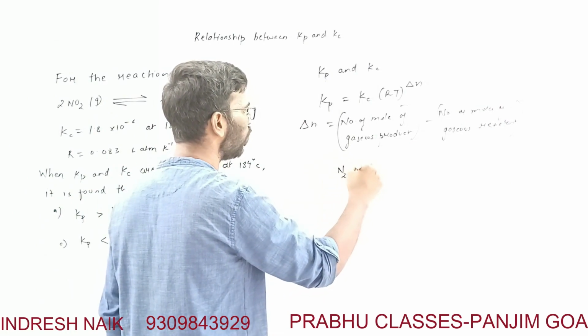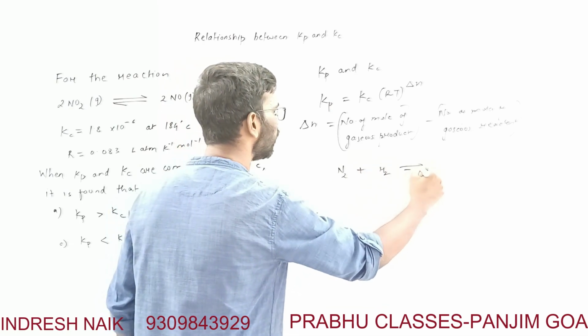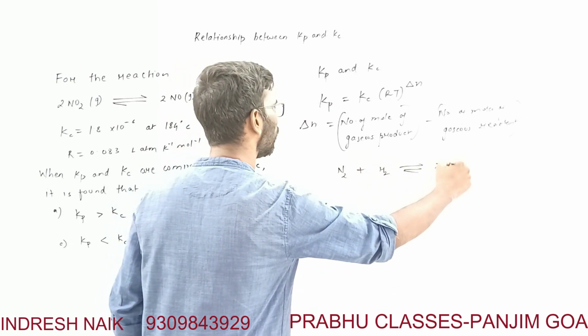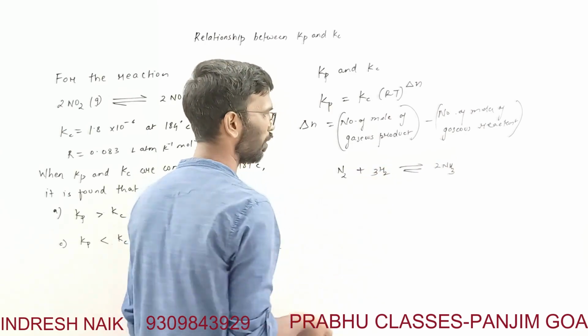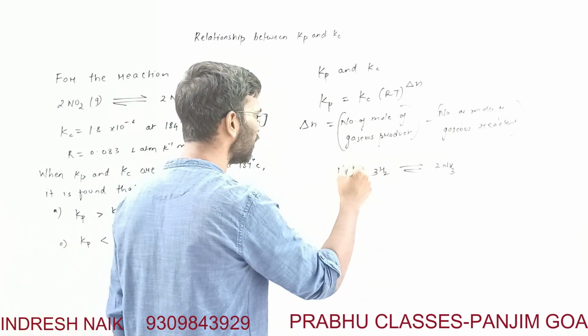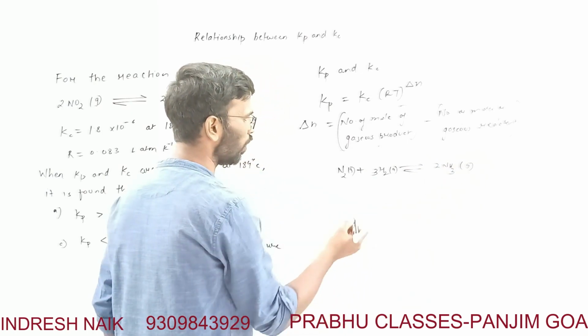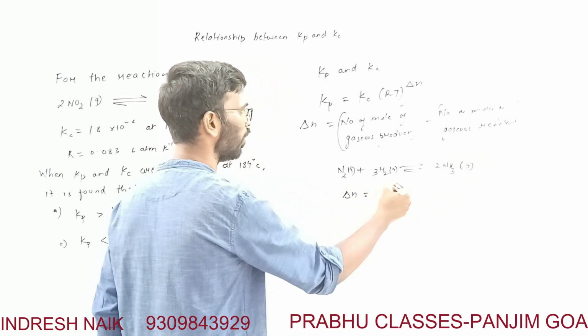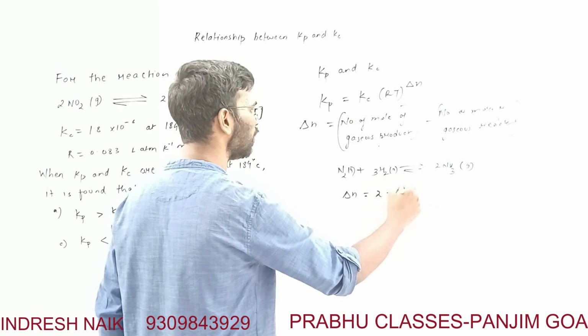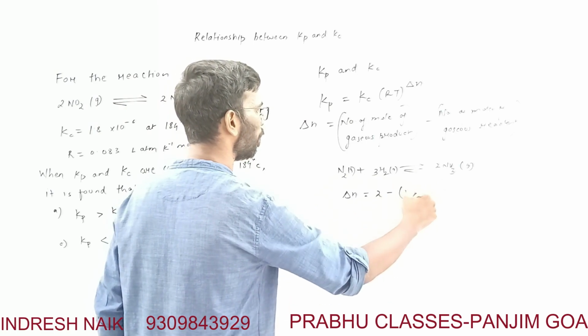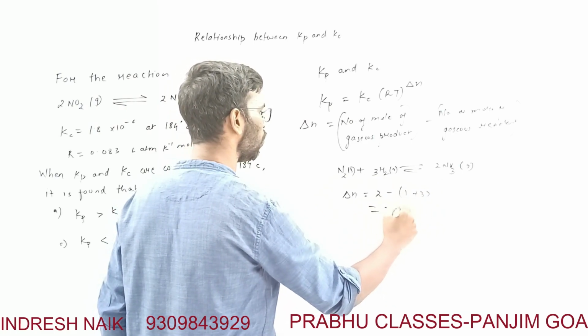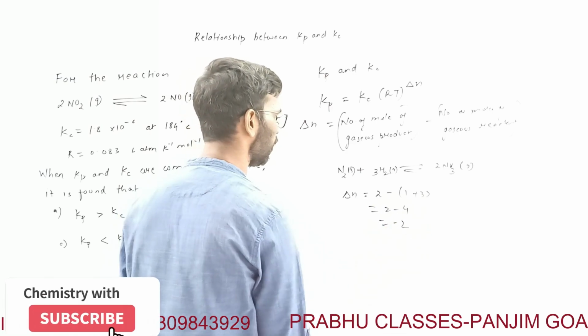Okay, so for example, I take N2 and H2 giving you 2NH3, right? So this is also a gas, this is also a gas. In this case, all these are gases. So what is delta n over here? This is 2 minus (1 plus 3). It is 2 minus 4, which is equal to minus 2, right?